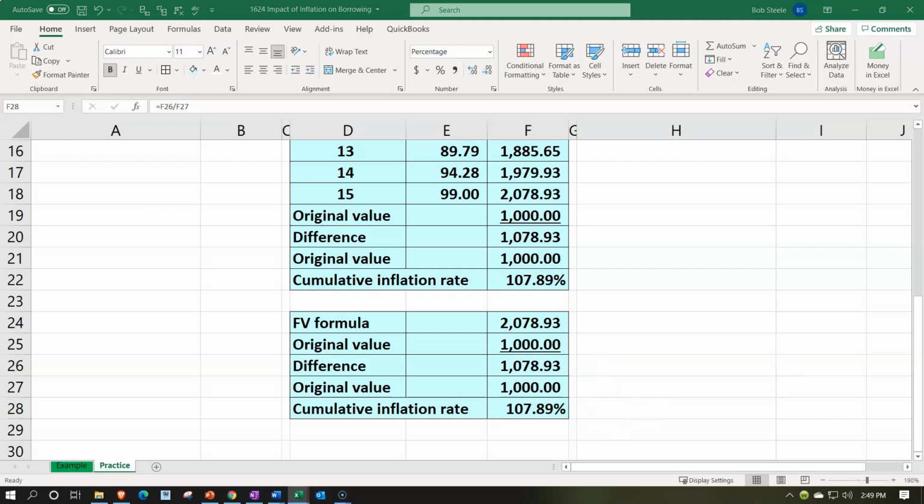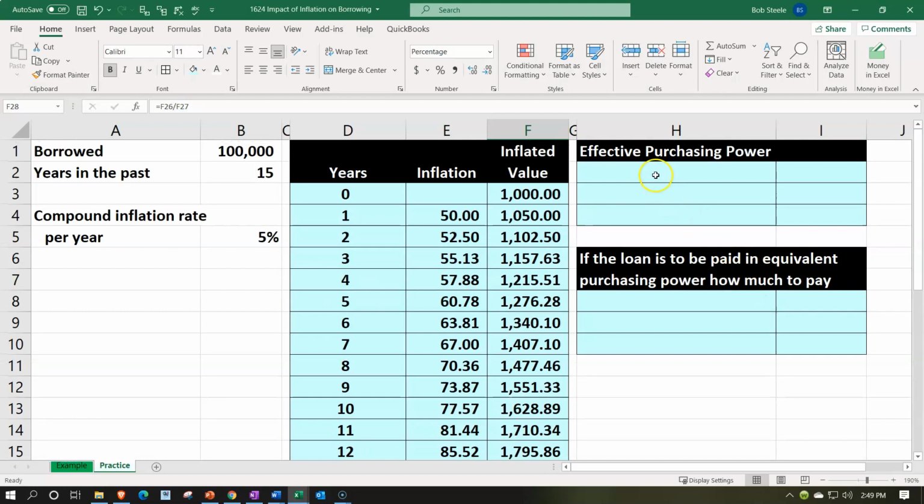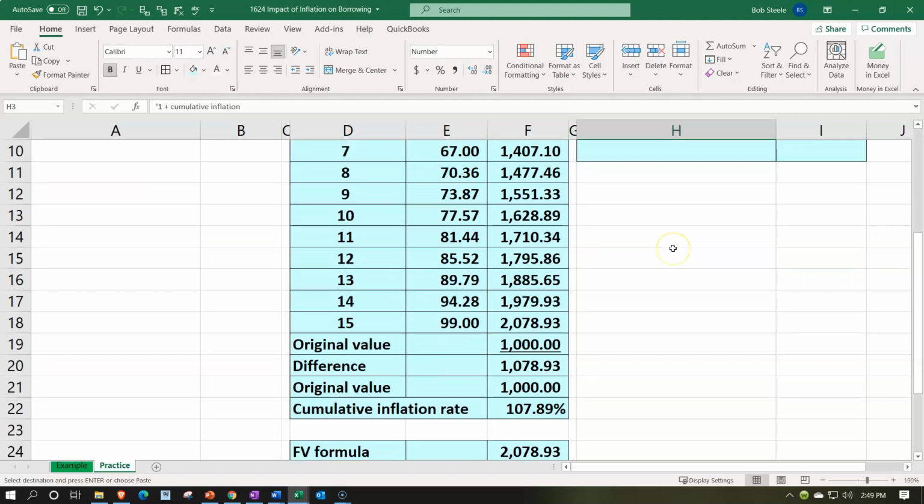107.89. So once we have that, let's take a look at our effective purchasing power, or the impact on the effective purchasing power. If I had an original loan amount here, let's just call it loan amount. Loan amount was 100,000. Then I'm going to be picking up 1 plus the cumulative inflation, which we calculated to be the change, or the 107.89.